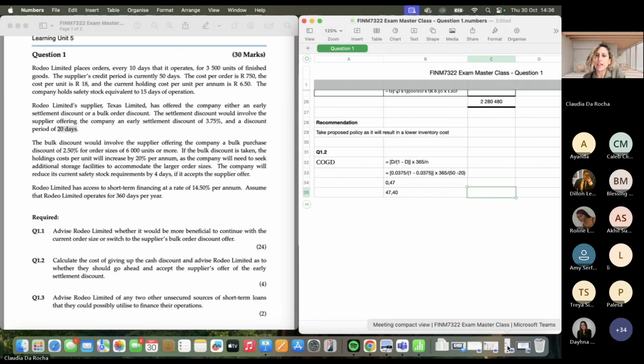Any questions on this? Okay, the SEC formula. I see someone's asked. Okay. Any other questions on this one?